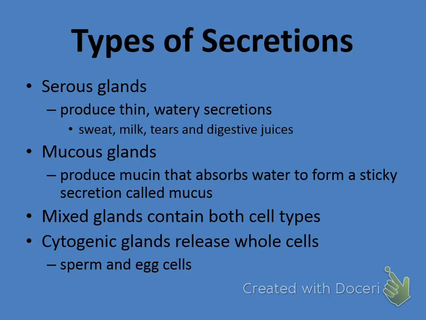Then we have mixed glands that do both. They can produce different types of tissues and different types of fluids. And then we have the cytogenic ones that produce the egg and the sperm. These are specific glands, specific cells that will produce an egg or a sperm and then put it in a duct, and then it moves it out to where it can be fertilized.